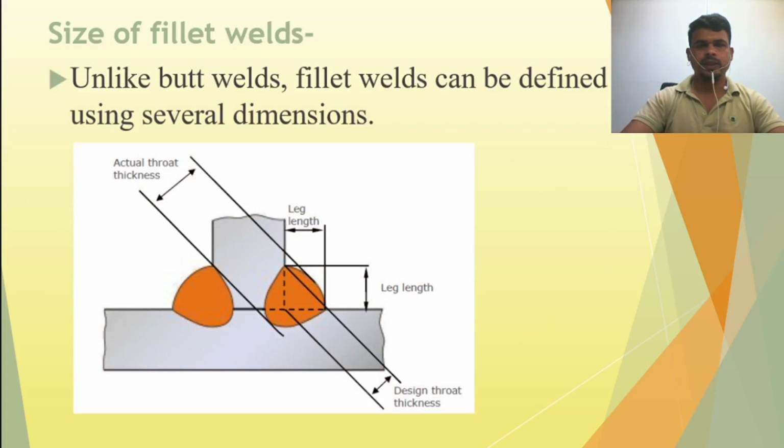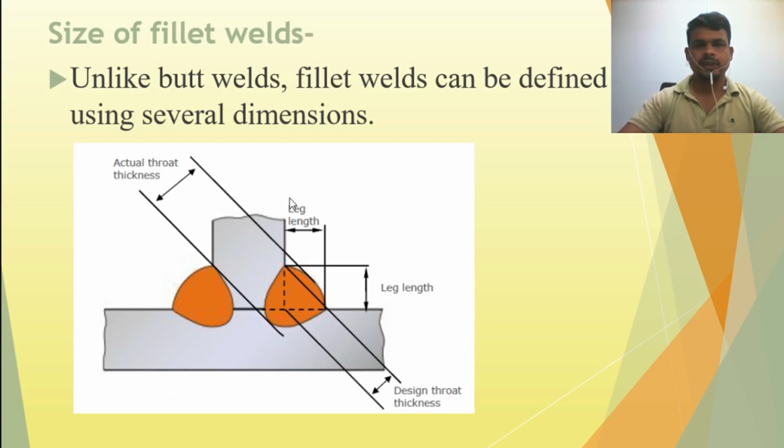Now we see what the fillet weld size is. Unlike butt weld, fillet weld can be defined using several dimensions. It can be defined by leg length, design throat thickness and actual throat thickness. From here you can see this is the leg length and this is the design throat thickness. This is the excess weld metal, this is the excess root penetration. Together they are called the actual throat thickness.